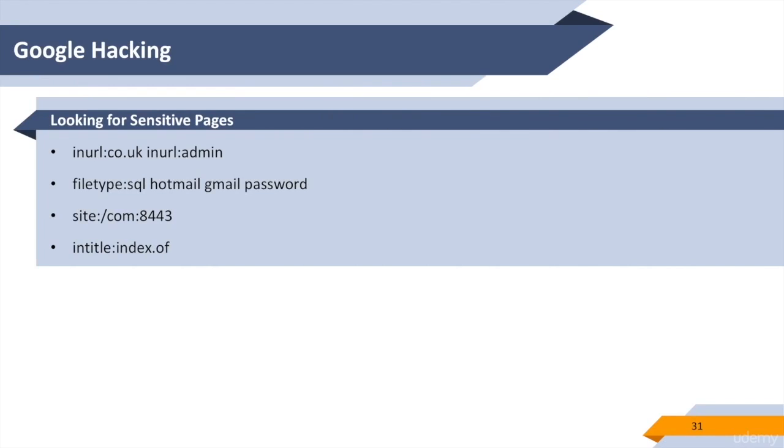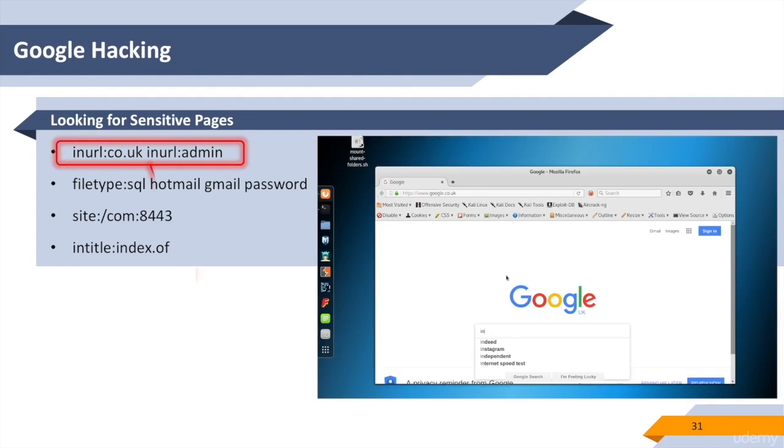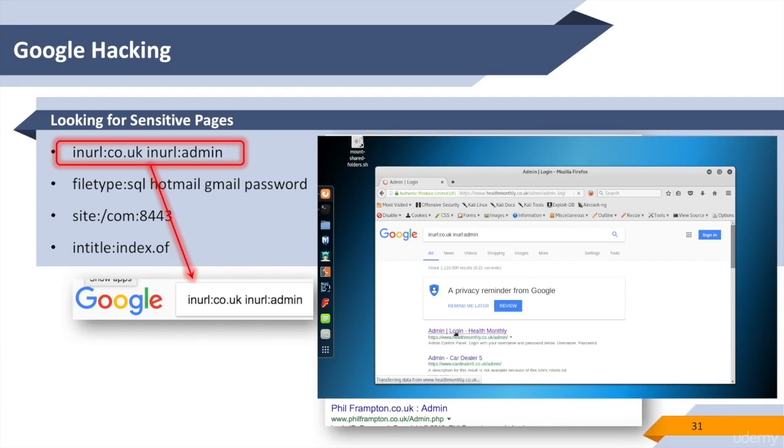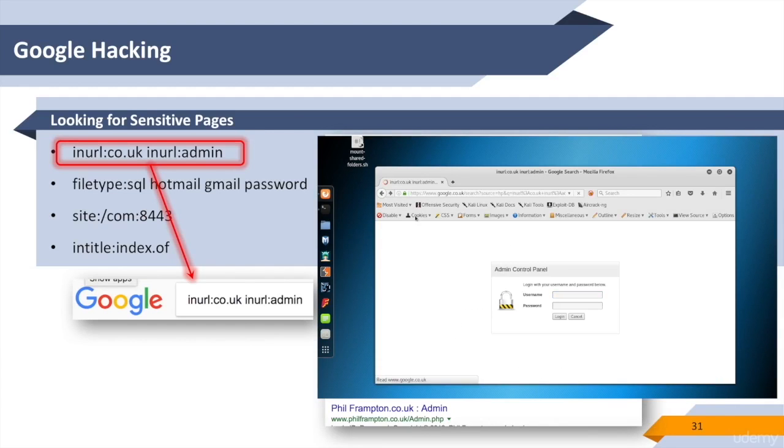So here there are just a few examples to show how we can use Google Advanced Search to find valuable information. For example, if we do a search with the words inurl:/co.uk and inurl:/admin, we can find administrative panels of the websites which have the .co.uk superdomain.